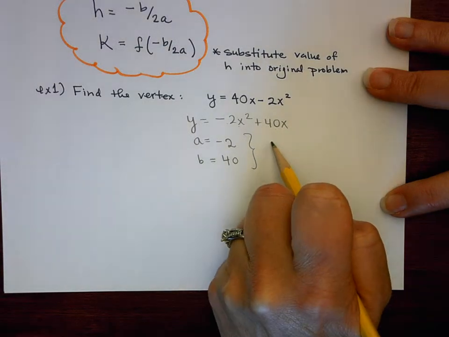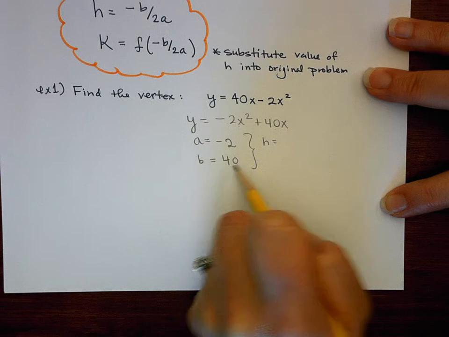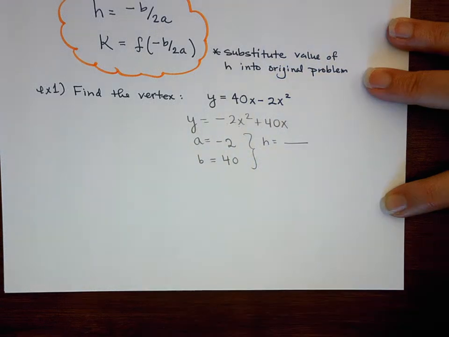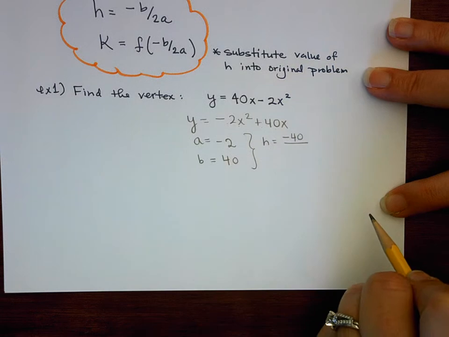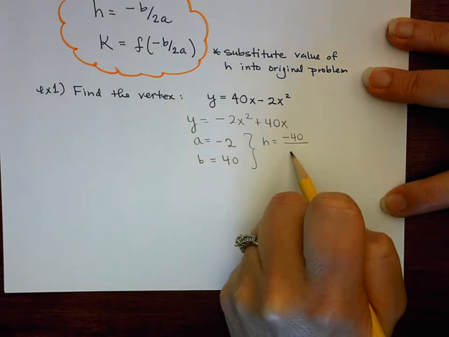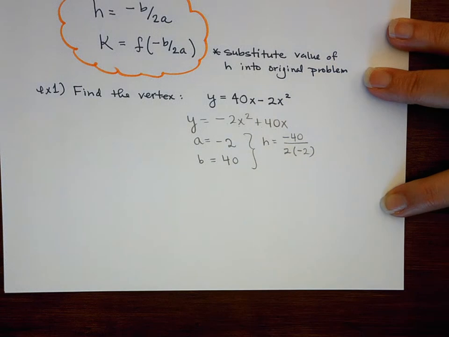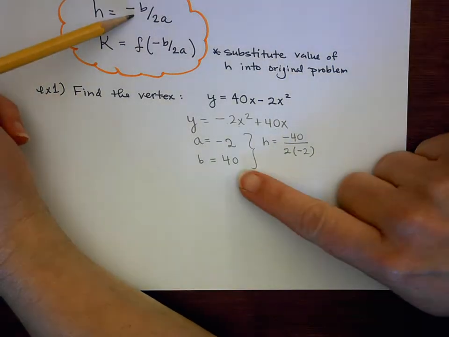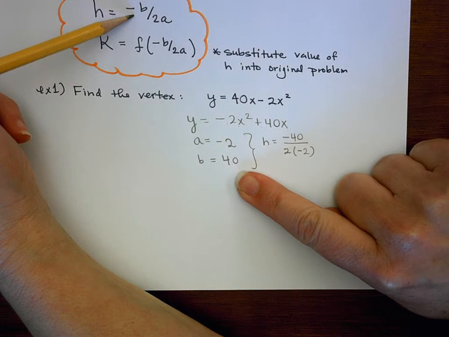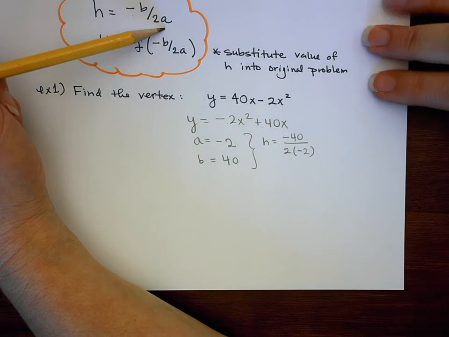And then that finds me the h for my vertex, right? So negative b. So what's going to go on the top of my fraction? Negative 40. And then in the denominator? Negative 2. Oh wait, 2 times negative 2. So if we look here, we're replacing b with 40. So instead of just being b on top, it'll be negative 40 over 2 times a, and my a value is negative 2. Okay.